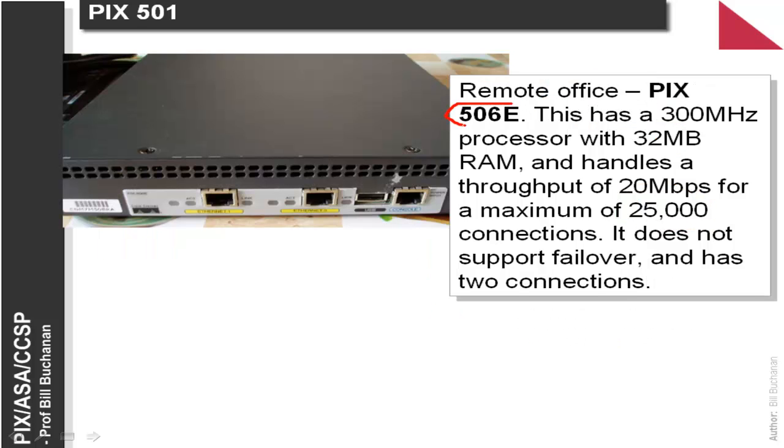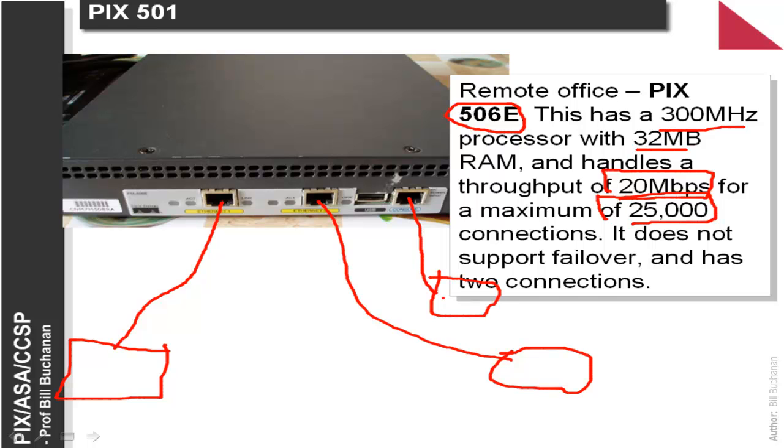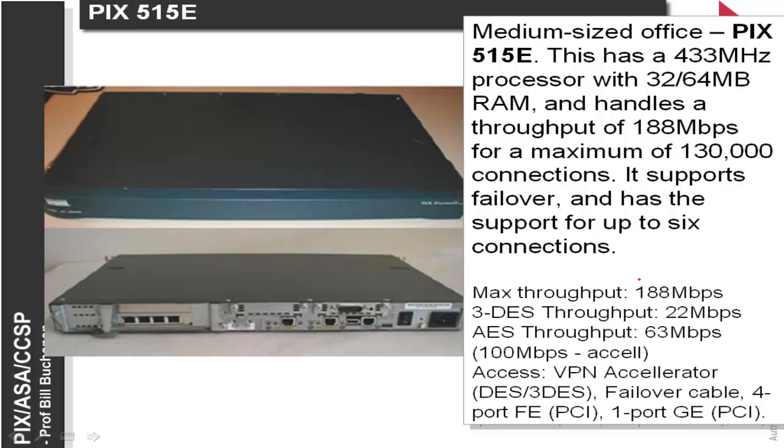The level above this is the PIX 506E. It has a faster processor, more memory, and can support a throughput of about 20 megabits per second with about 25,000 connections. In this case we can see we have Ethernet 0, which is outside, and Ethernet 1, which is inside. So this is untrusted and this is trusted. We have the console port here, in which we can connect a terminal to be able to configure it. There's no failover at all, and it only has two connections, as we can see.